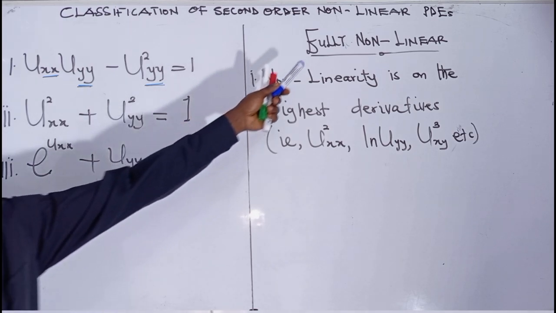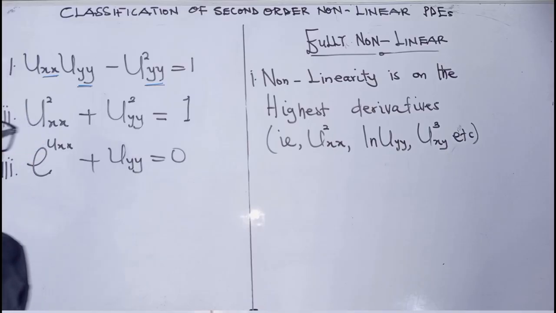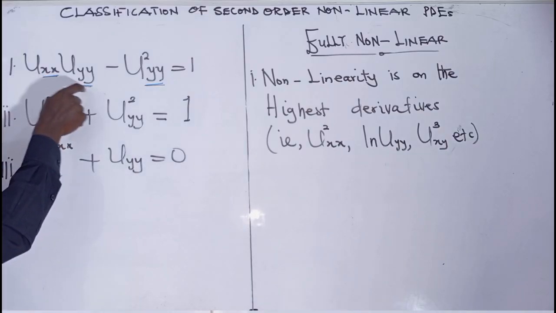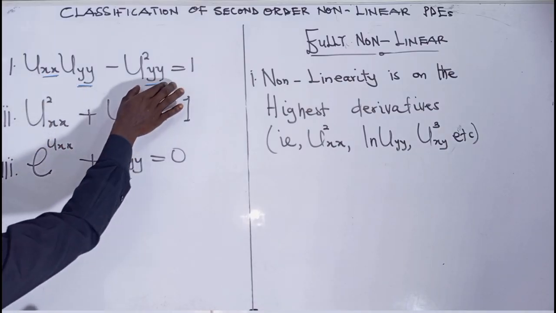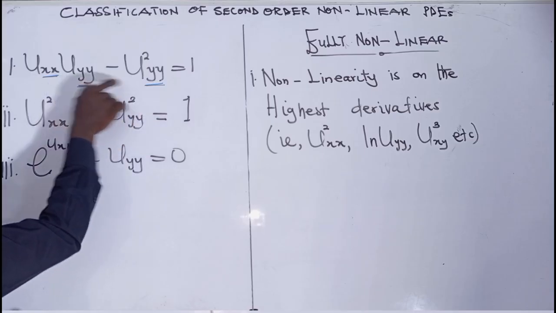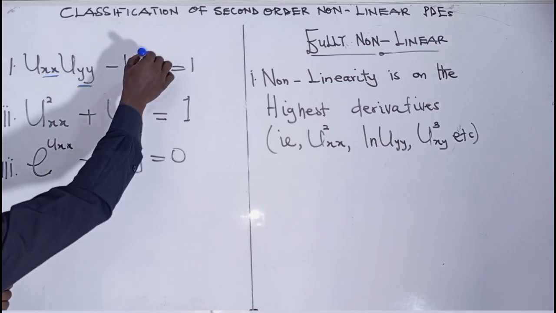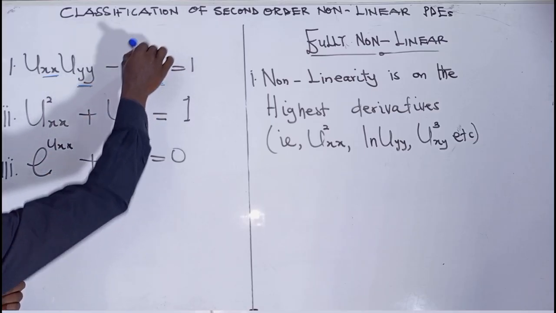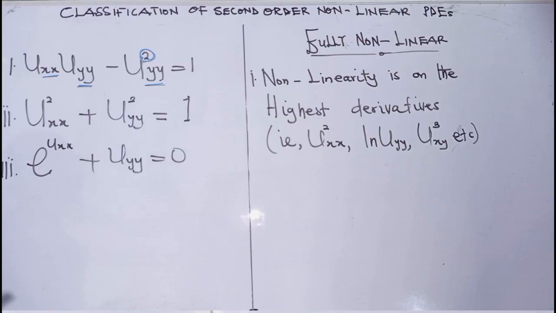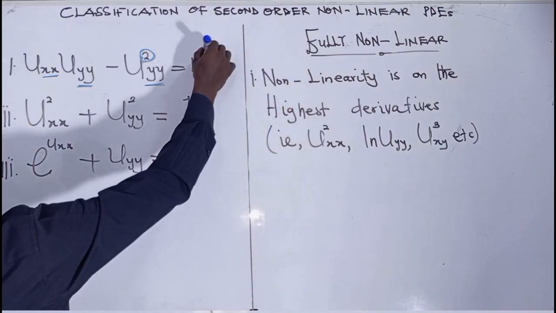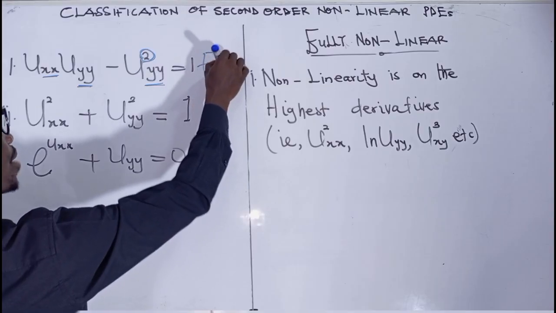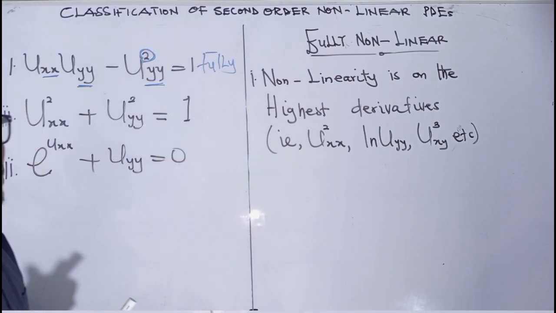A fully nonlinear PDE, because the nonlinearity is on the highest derivative. If we're looking at this, this is also the highest derivative, one of them, and we have the degree 2. This degree 2 makes the PDE nonlinear, and the type of nonlinear is what? Fully nonlinear, because the nonlinearity is on the highest derivative.